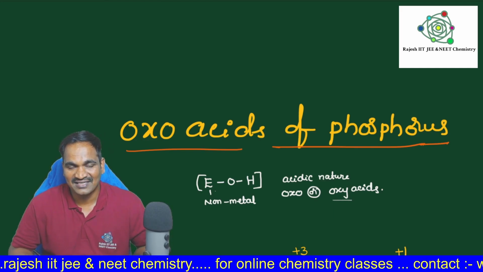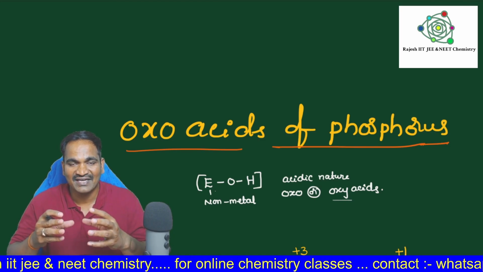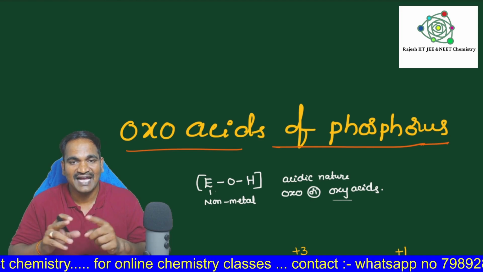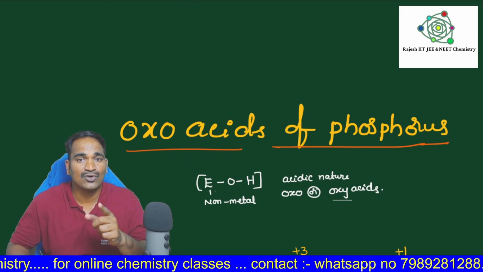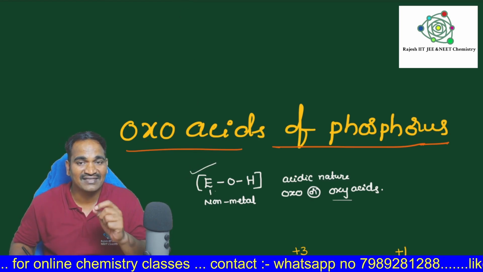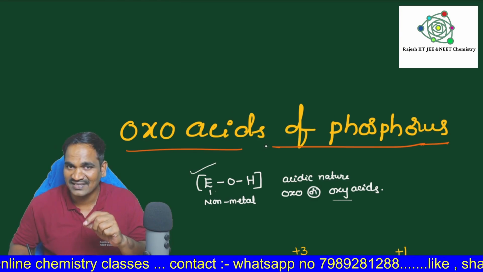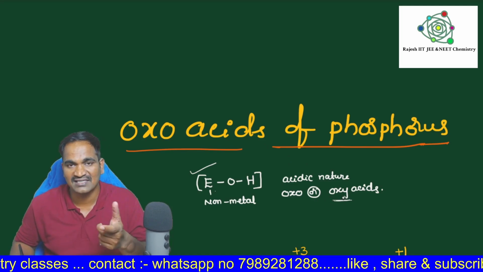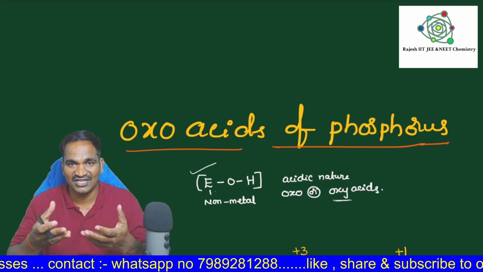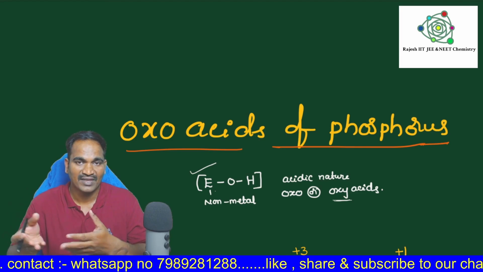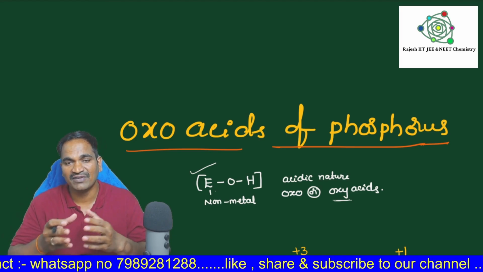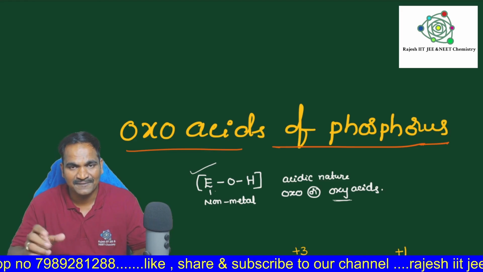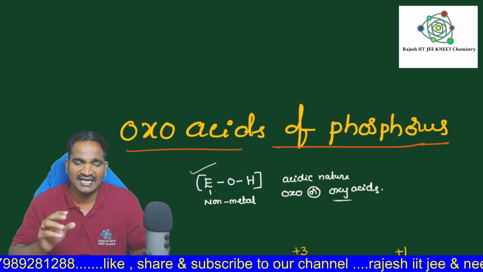First, what are oxoacids? It is a molecule which has a nonmetal, oxygen and hydrogen. If they have this type of combination, they show acidic nature. That's why we can call it an oxoacid or oxyacid. Two names. You can use oxy also, oxoacids or oxyacids, because they are acidic in nature. That's why we call it an acid. So now which element are we going to study today? Phosphorus.